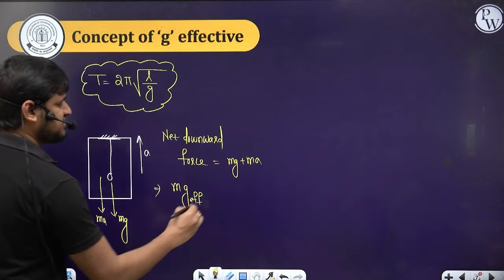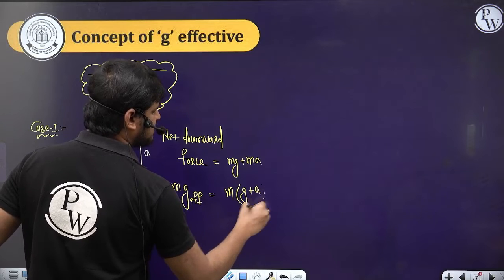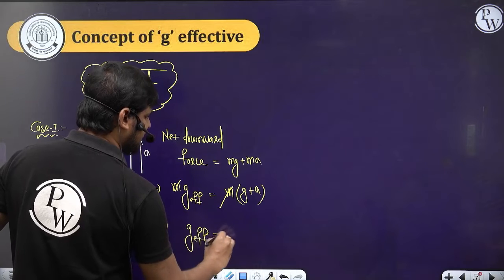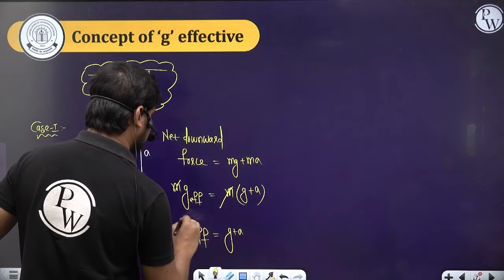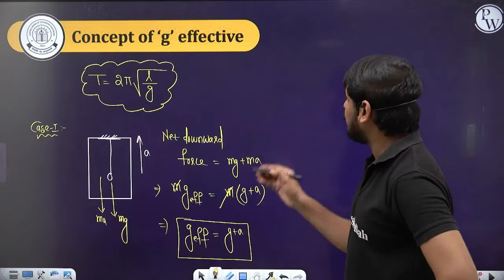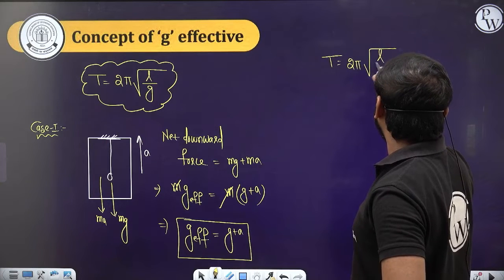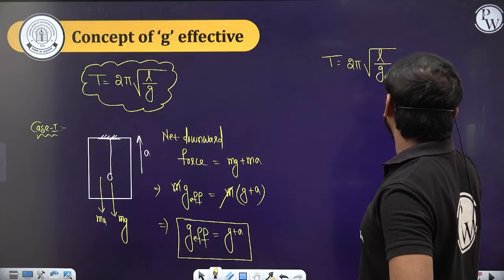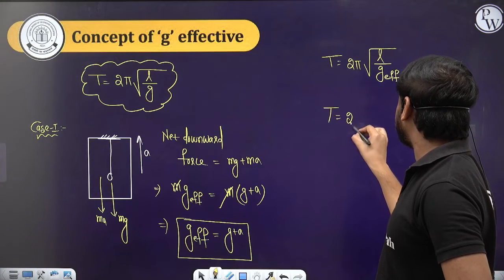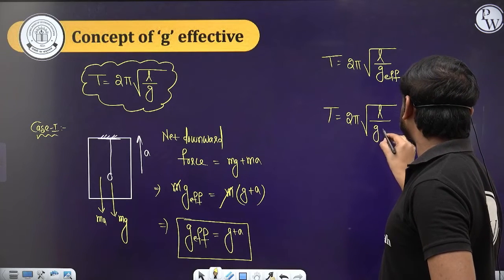Now, which is equal to m into g plus a, I can take m common. So m gets cancelled. So the g effective in this case will become g plus a, right? So actually in the time period formula, we have to substitute: 2 pi into root over L by g effective. So in this particular scenario, we got the g effective value as g plus a.